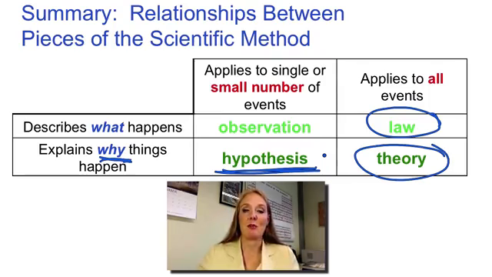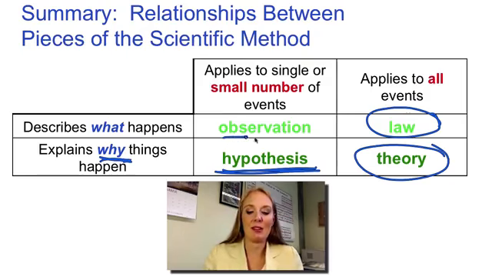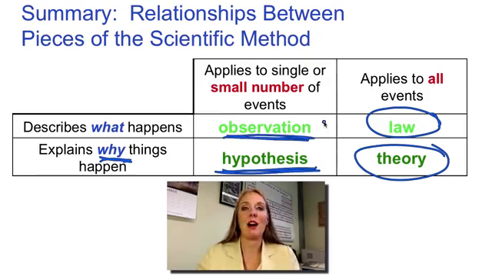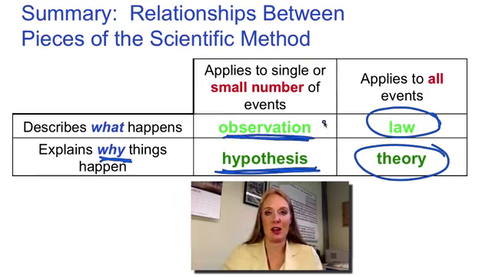The same can be said about the relationship between an observation and a law. An observation describes what happens in the moment, whereas a law describes what happens all of the time.